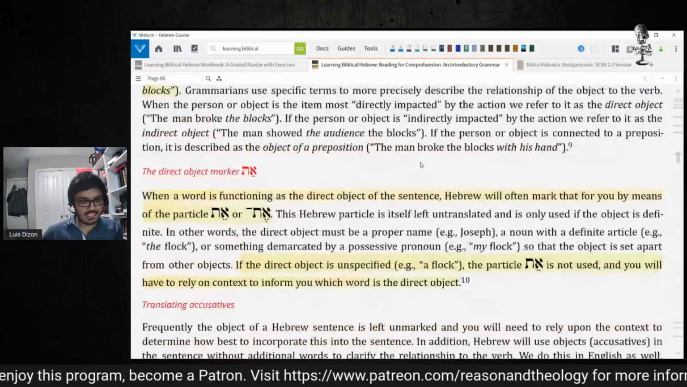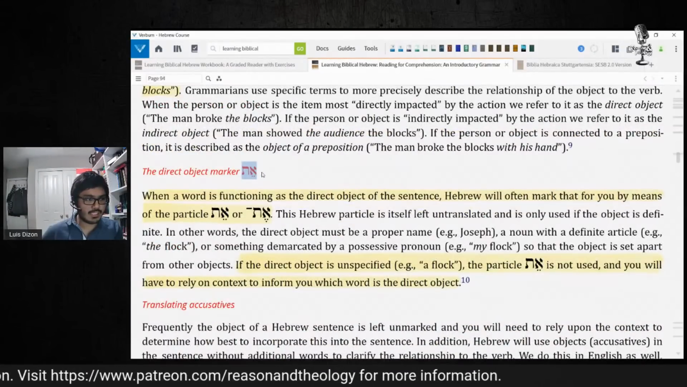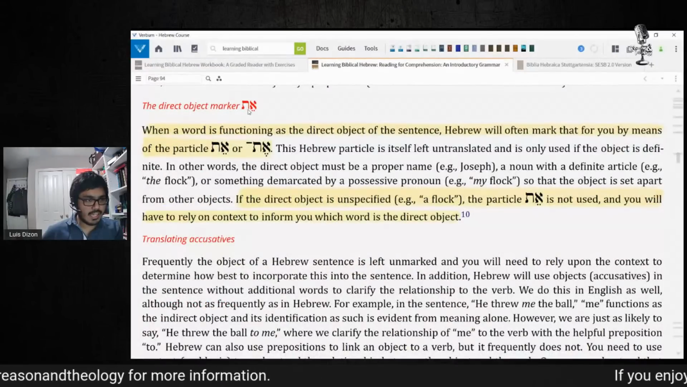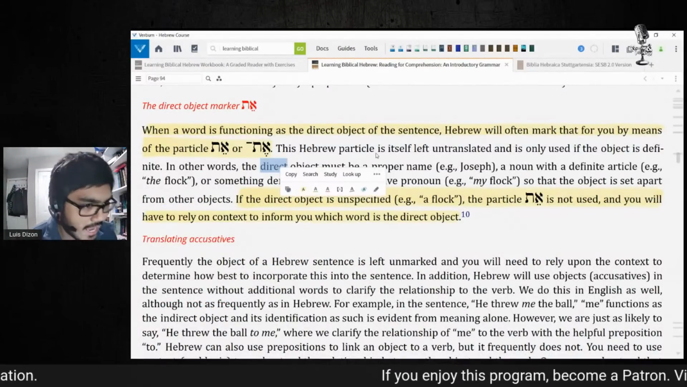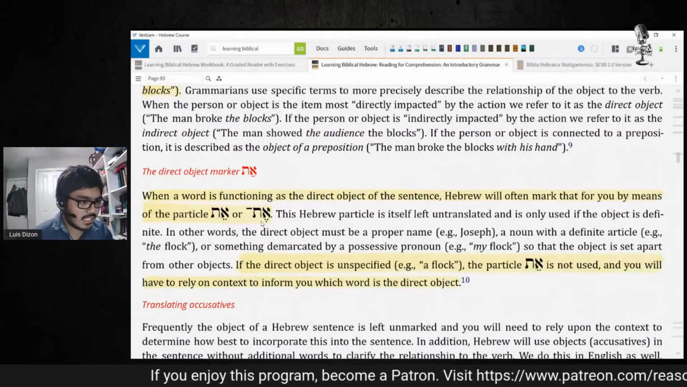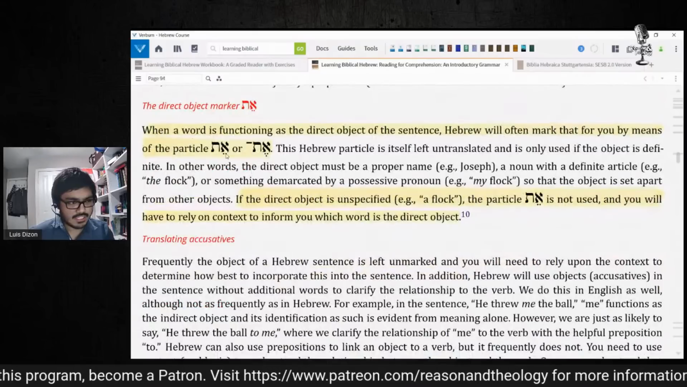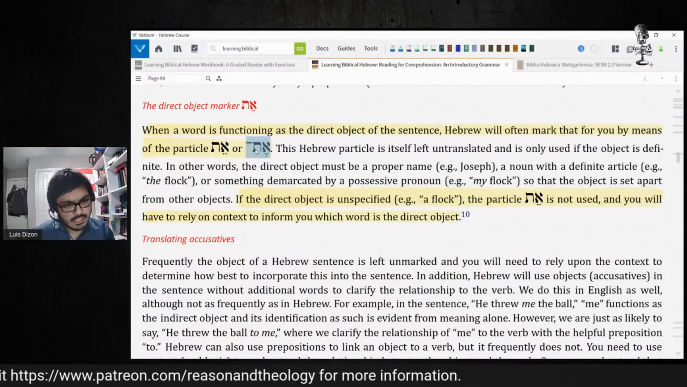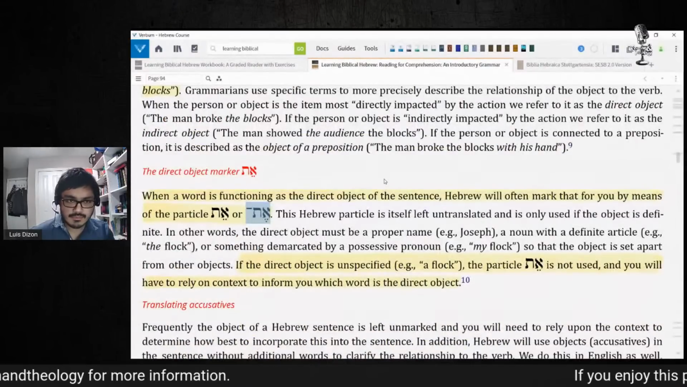Because unlike English, Hebrew does have a way of demonstrating the direct object. More specifically, definite direct objects. So the word et, if you remember in our translation exercises, we ran into the word et a few times. It's sometimes spelled with a segol, sometimes with a tsere. It doesn't really change. But et comes before a noun, a definite noun that is functioning as the object.